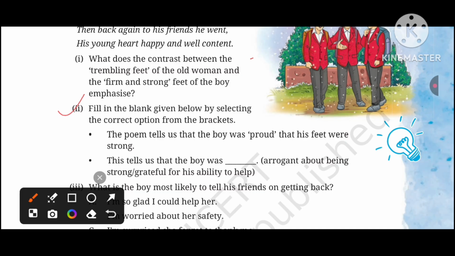Fill in the blank given below by selecting the correct option from the brackets. The poem tells us that the boy was proud that his feet were strong. This tells us that the boy was arrogant about being strong, grateful for his ability to help. So here, the boy did not show any sign of arrogance. So the correct option will be grateful. He was grateful for his ability to help.